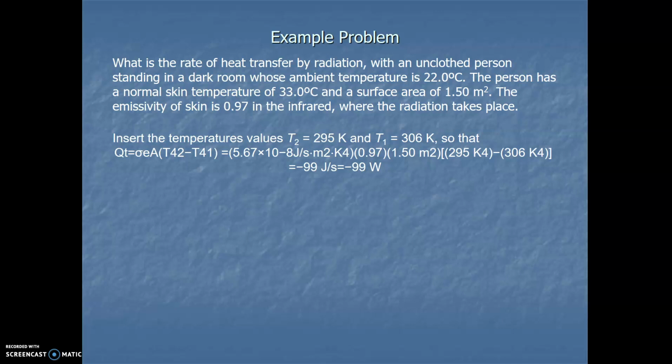So what we can do is insert all of those things into the equation. We take the Stefan-Boltzmann constant, 5.67 times 10 to the negative 8th, times the emissivity of the skin, which is 0.97, times the area of an average human, which is about 1.5 square meters of skin on your body. Then we take the difference between the two temperatures, 22 and 33. They did it in Kelvin here, but we can use 22 minus 33 and put that there. Raise that to the fourth power, and that comes out as you losing 99 watts worth of energy, or 99 joules per second.